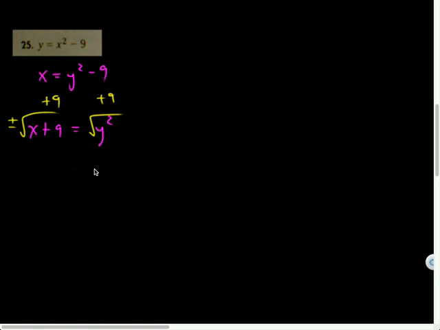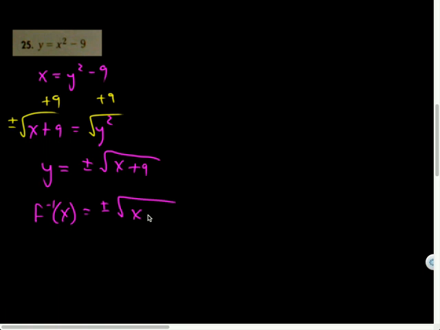And I would get, where's my cursor? There we are. y equals plus or minus the square root of x plus 9. Right, so here's my inverse. If you wanted, you could even call it f inverse of x. And the inverse is not going to be a function, because of this plus or minus thing, it's going to mess that up. But let me graph this.